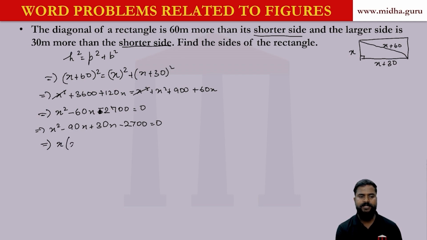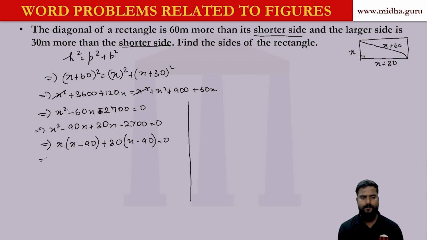So I take x as common here, I get x minus 90. Then I take 30 as common, I get x minus 90. Which means that (x plus 30) into (x minus 90) is equal to 0. So either x is equal to minus 30 or x is equal to 90.